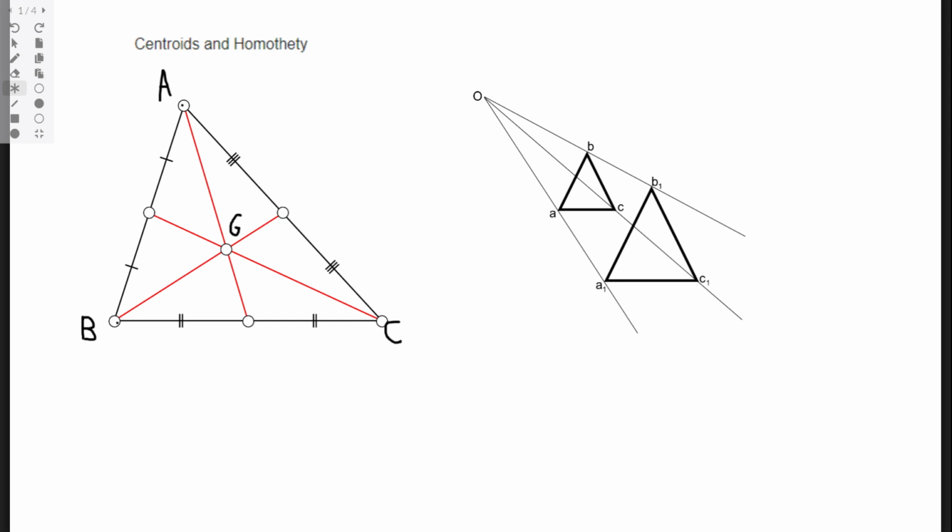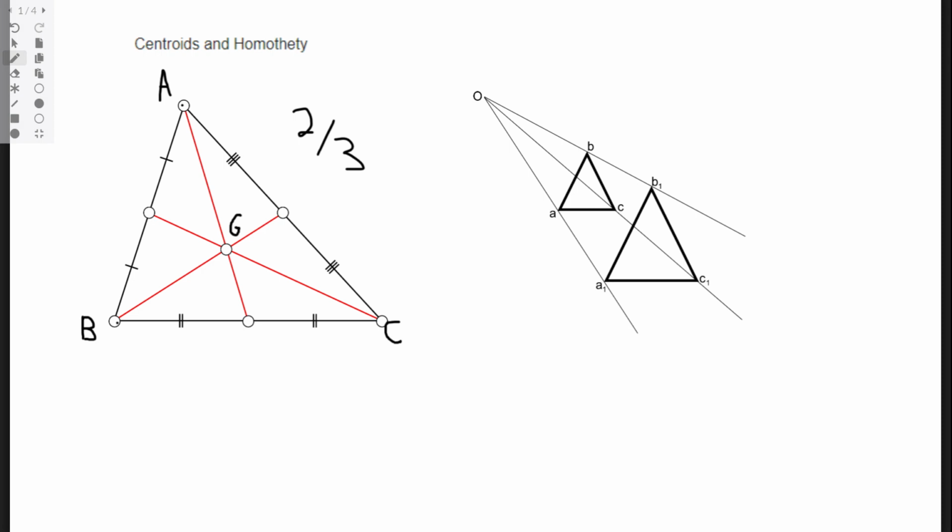commonly denoted as G. And the centroid has many nice properties, but the one we'll be using today is the fact that the centroid splits the median into a 2-to-1 ratio. So this also means that this is in a 2-to-1 ratio, and this is also in a 2-to-1 ratio. And as an immediate corollary of this, we have that the ratio between the distance between the vertex and the centroid to the entire length of the median is actually in ratio 2 to 3.